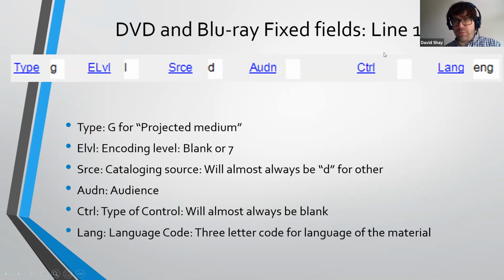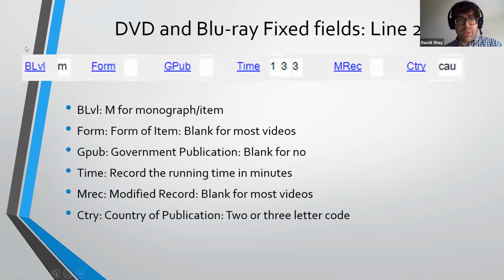Type of control, blank. Language is the 3-letter language code for the language of the material, so English. So this is a movie that is in English. Line 2, BLVL, so this is still a monograph. It's a single item. It's not a collection or anything like that.